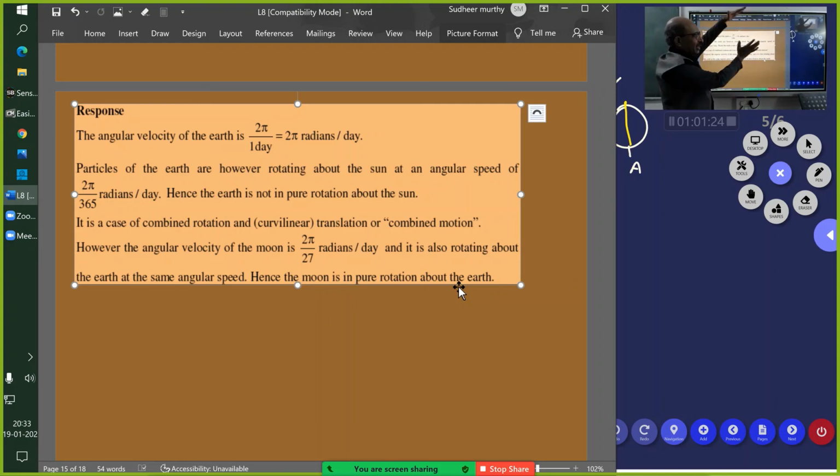So the Earth is here. Now the Earth has come here. So how will you draw the line from that point to this point? It is coming in an elliptical orbit like this. So it is curvilinear translation. Did you get it, all of you?